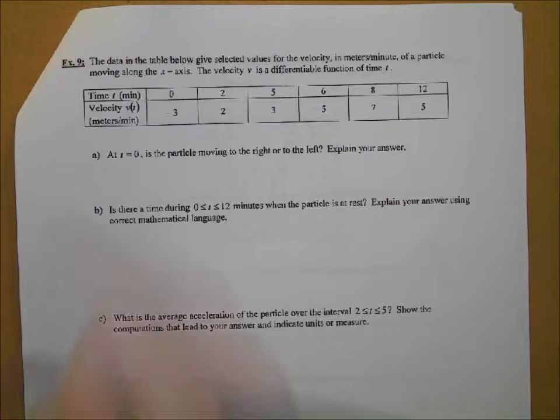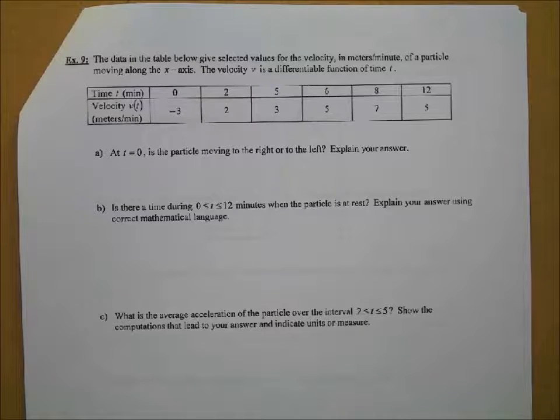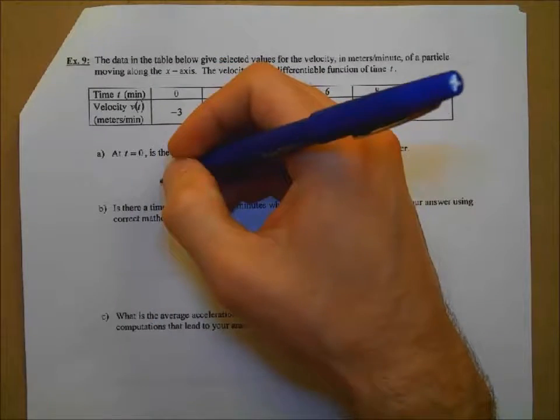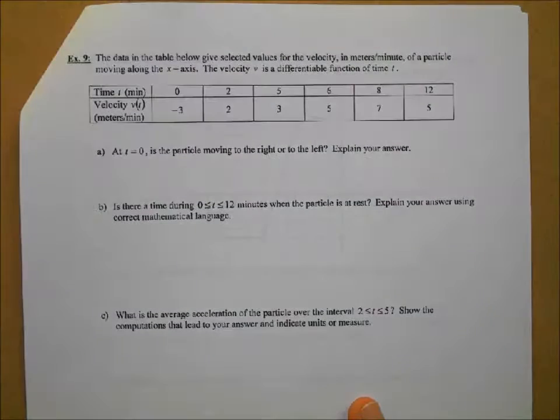All right, so example 9. The data in the table below gives selected values for the velocity in meters per minute, okay, so key units right there, of a particle moving along the x-axis. The velocity v is a differentiable function of time t. At t equals 0, is the particle moving to the left or to the right? What do we say here? To the left. Why to the left? What is negative? Velocity. Watch your pronouns in your explanation. If you say left because it's negative, you will not get full credit there. Because what's it? Is it some scary clown? No, it is the velocity in this case.